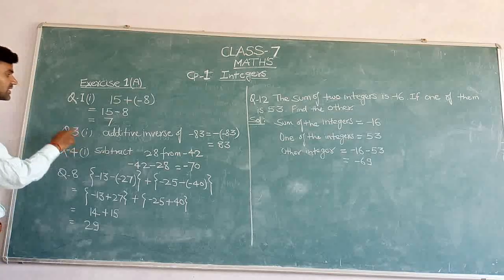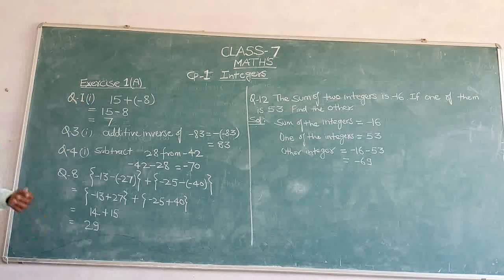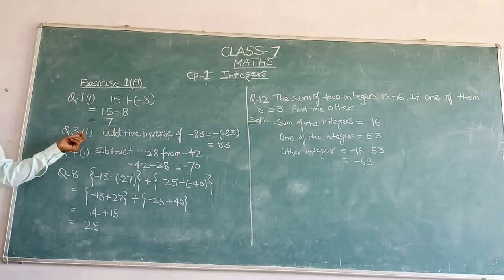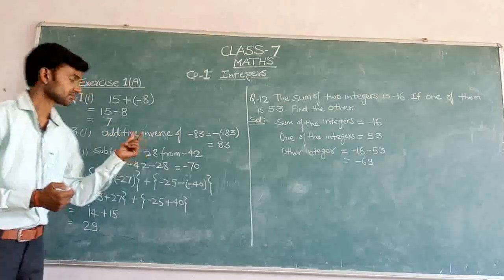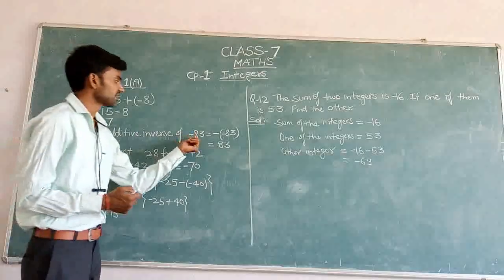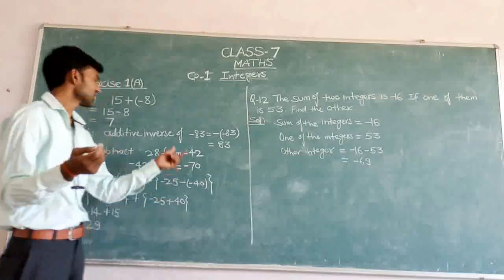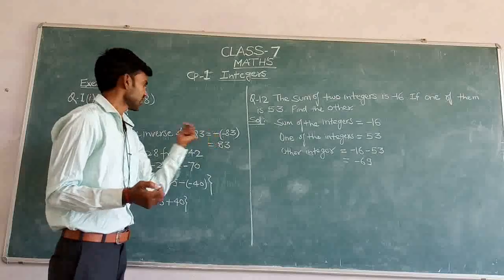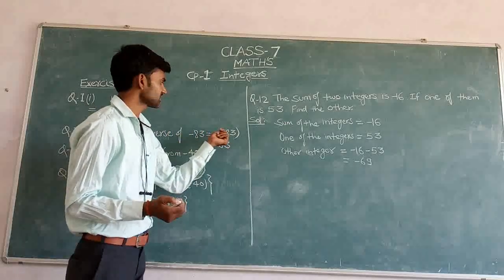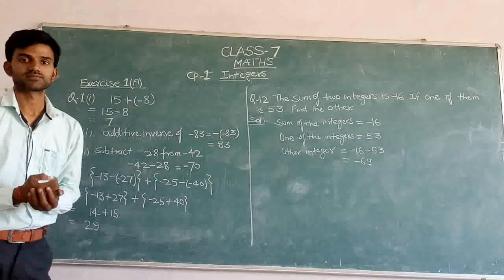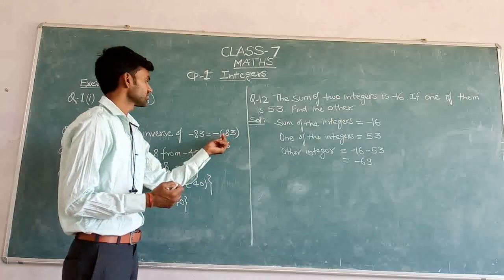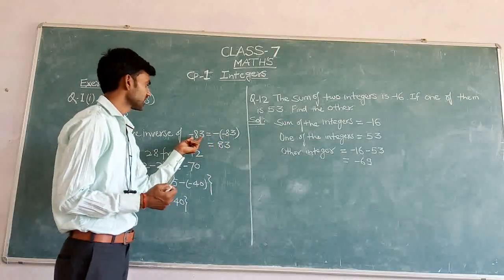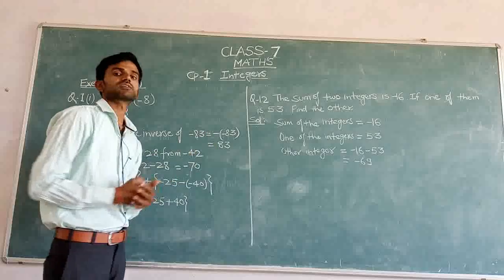Now, question number 2 is same as question number 1. So, do it yourself. Look at question number 3. This is the first part of question number 3. Additive inverse of minus 83. So, the additive inverse of minus 83 is plus 83. So, minus becomes plus. The additive inverse of a negative integer is positive.